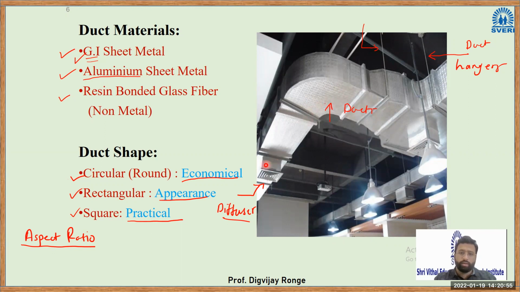Then what you see here is the air terminal device. Generally the name is air terminal device, and specifically this is called a diffuser. You may have seen this in many malls or halls. And these ducts are supported by these hangers. These are called duct hangers. These vertical bars are what we use to support the duct system.